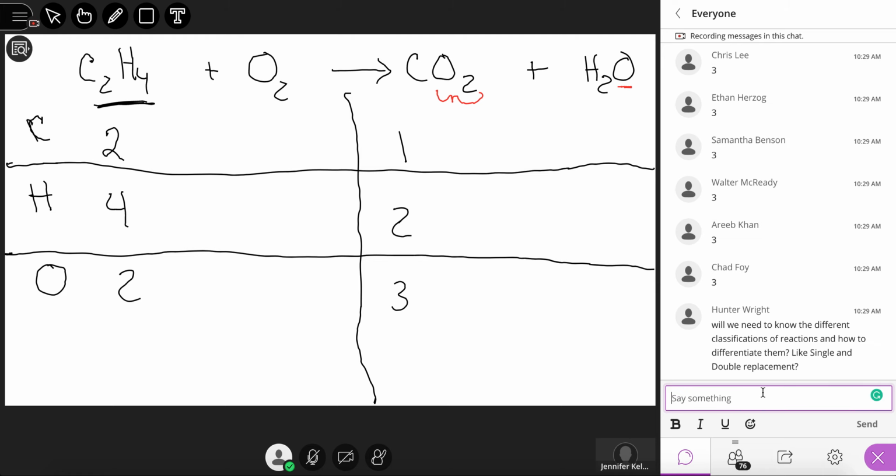All right, so let's see. We need to know the different classifications of reactions and how to differentiate them. Like, no, you don't need to know that for this. It's good to know it for the final exam, because sometimes the final exam will have different questions on it that we may not have gone over, which is part of the reason that it's curved. But it doesn't matter, if you know something that we didn't go over and you get that correct, you still get the points for it.